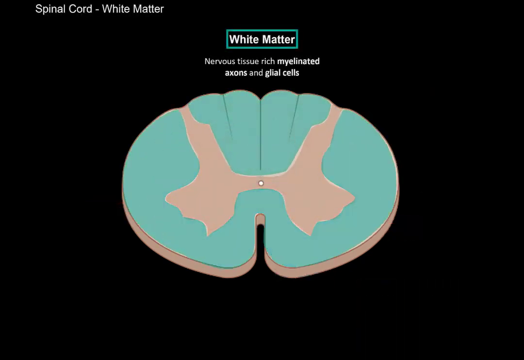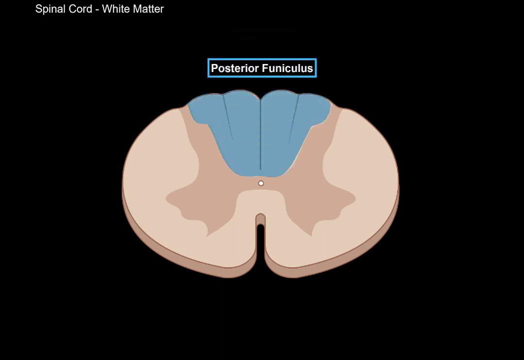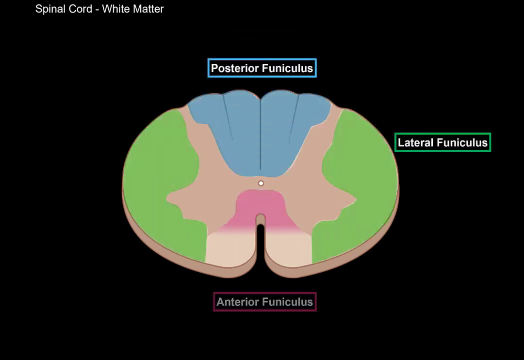The white matter of the spinal cord, remember, is nerve tissue rich in myelinated axons. So we're not talking about nuclei anymore, we're talking about tracts or bundles of fibers. And the white matter is divided into three portions because you will find connective tissue separating these three portions. We have the posterior funiculus, the lateral funiculus, and the anterior funiculus. So again, these funiculi are bundles of fibers that are surrounded by connective tissue.